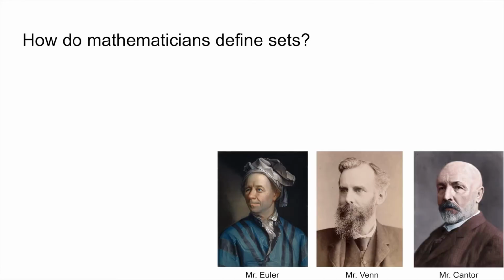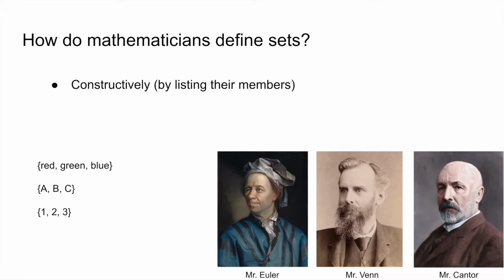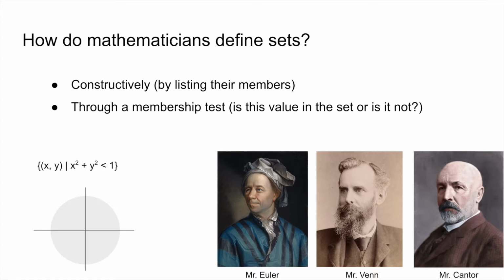So sets are a very mathematical idea. How would some mathematicians like these guys here define a set? There's three main ways that you can define a set, and all three of these ways have pretty strong analogs in TypeScript. First of all, you can define a set constructively just by listing the members of the set. So for example, red, green, blue, that's a set. ABC, that's a set. 1, 2, 3, that's a set.